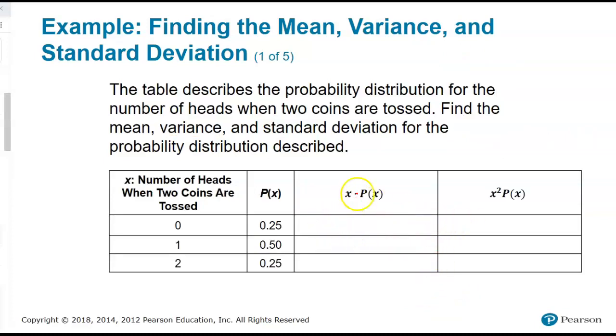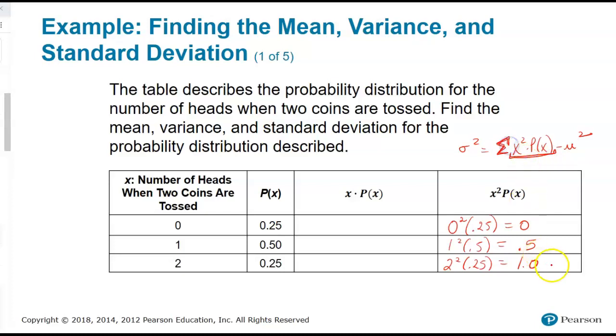Okay, so looking at this one, we already used this column, so I'm going to actually just be using this column here. So I'm going to square my random variable and then multiply it by the probability. So that's going to give me 0. 1 squared times 0.5 is going to give me 0.5, and 2 squared times 0.25 is going to give me 1. Okay. So again, looking at this formula, okay, I've done this x squared p of x part. So the next thing I need to take care of is the summation.